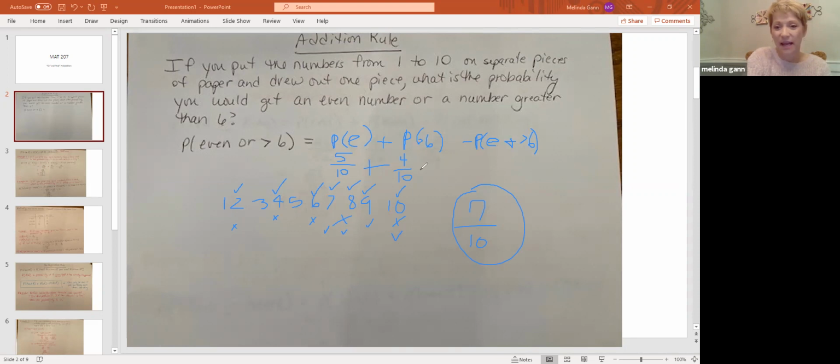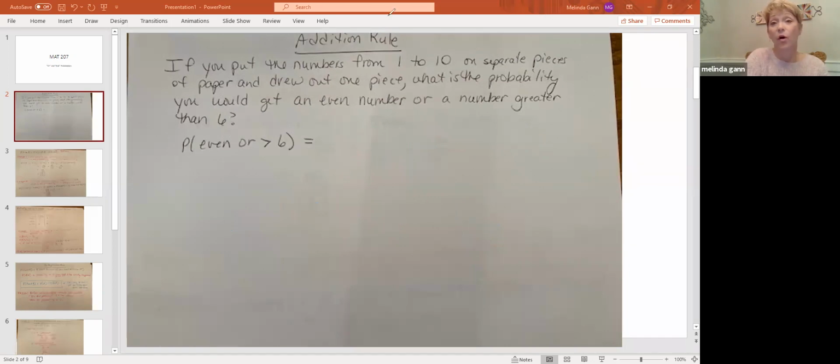So I'd have to take off 2 of them. When I did that, I'd get the right answer, 7 out of 10. In other words, I need to take off these 2 check marks because I've already counted them when I counted the X's. So that's the reason this next page is going to give you the formula for OR.